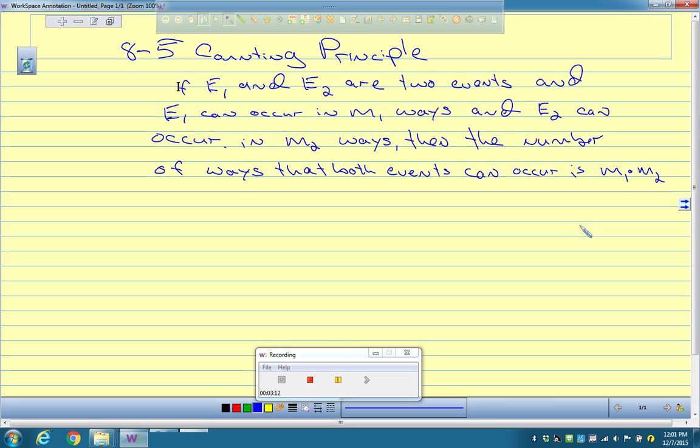For instance, if you flip a coin and roll a dice, how many things could happen? How many things could happen if you flip a coin? Two things. How many things could happen if you roll a dice? Six. So altogether, there's 12 different things that could happen. That's all that's saying. So all you do is you multiply. If you have 3 shirts and 6 pairs of pants, how many different outfits could you have? 18, right? You multiply them together to get the number of them.